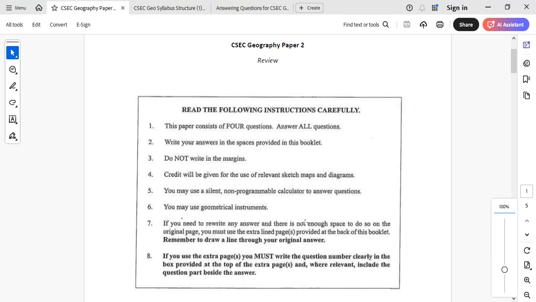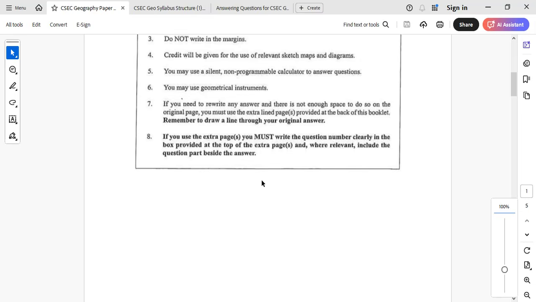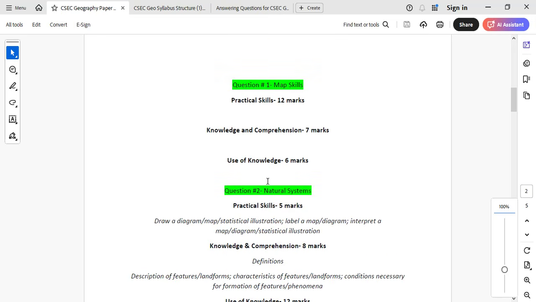And where you're using the extra pages at the back, clearly write the question number and part in the box at the top of the page. Just to remind you of the nature of the 4 questions.